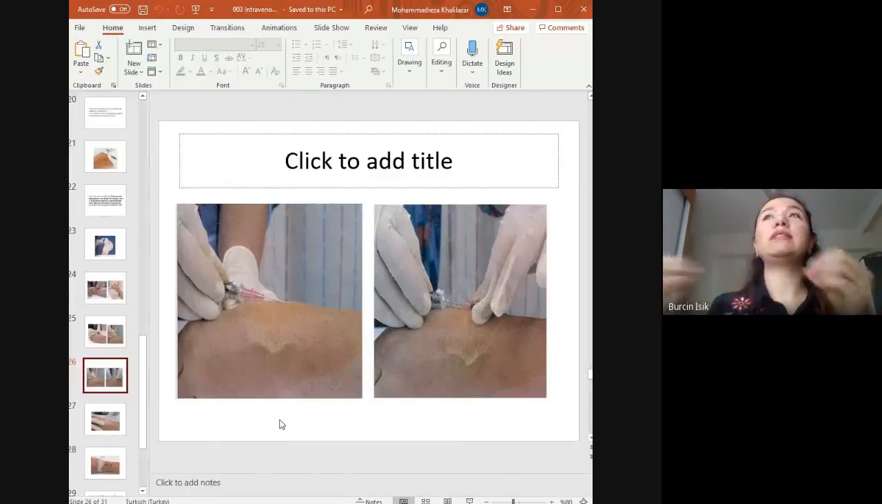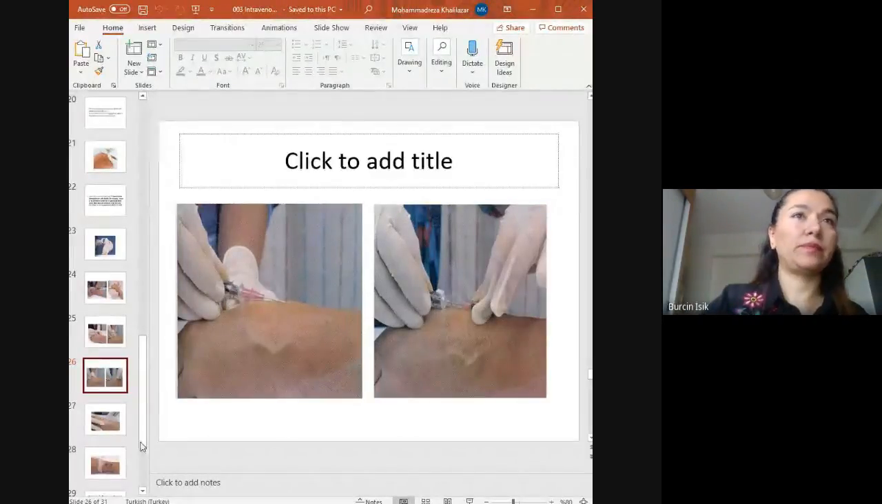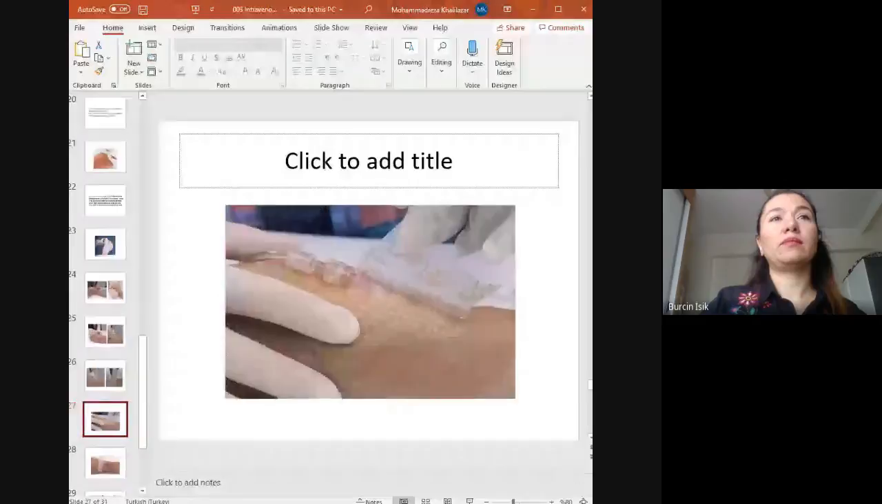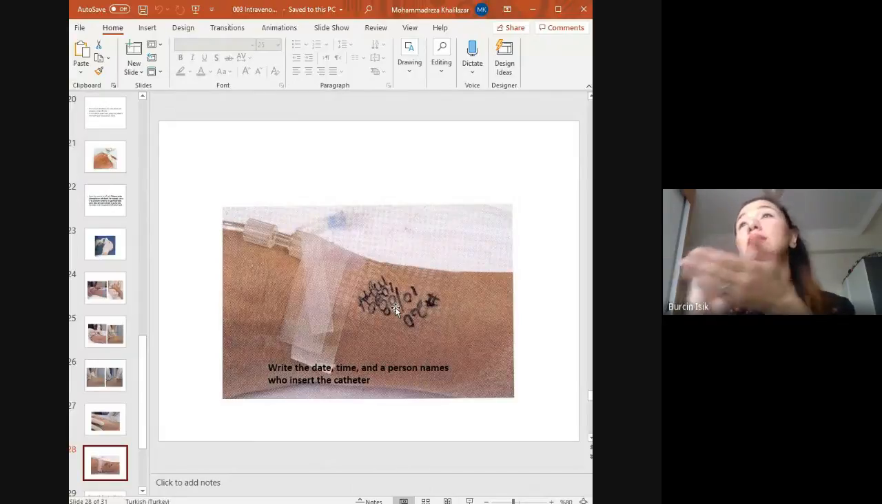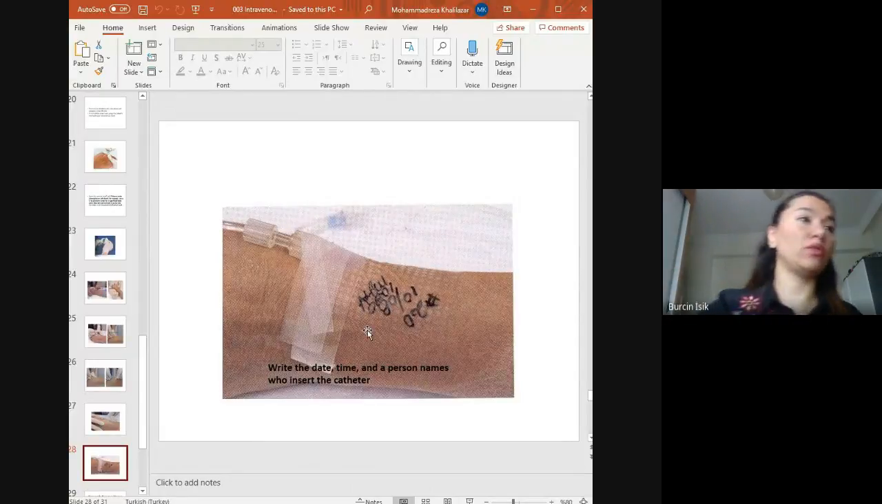After, they will add the serum sets. With the history, and on top of them, they must write the name, time, and person's name, since they inserted the catheter. And chart it in the patient's documents also.